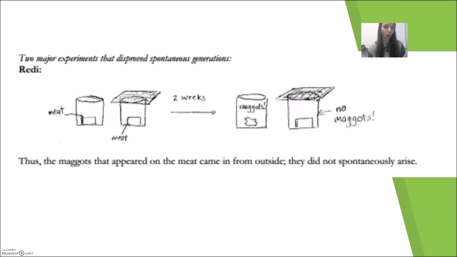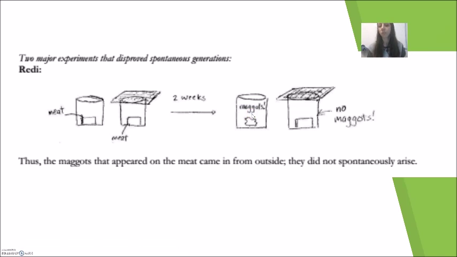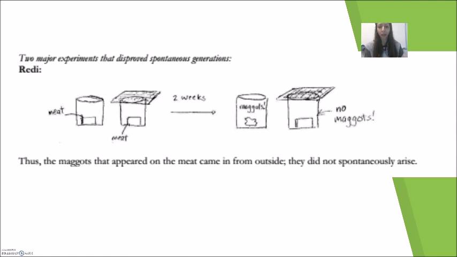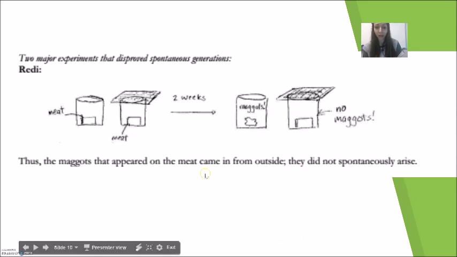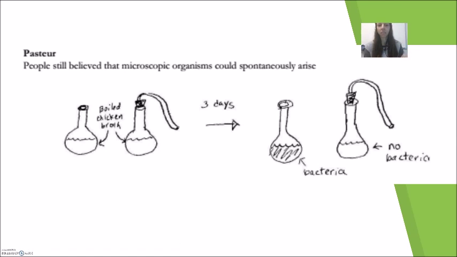They disproved this theory. A scientist named Redi held an experiment where he had a slab of meat. He covered one, he did not cover the other, and waited a few weeks. Of course, the one that was uncovered was exposed to flies, and they laid their eggs and maggots appeared. And then the one that was covered could not get the flies, and there were no maggots. So the maggots that appeared on the meat came in from outside. They did not spontaneously arise. Pretty obvious, but we had to have experimental evidence to make sure that that was not true. And then Louis Pasteur did a lot of experiments, but people still believed that microscopic organisms could spontaneously arise out of nowhere.